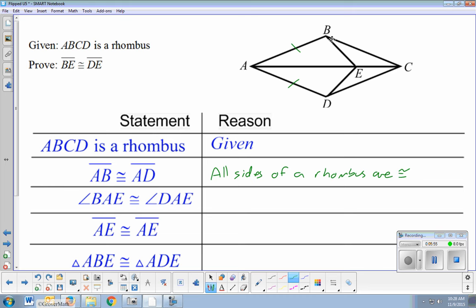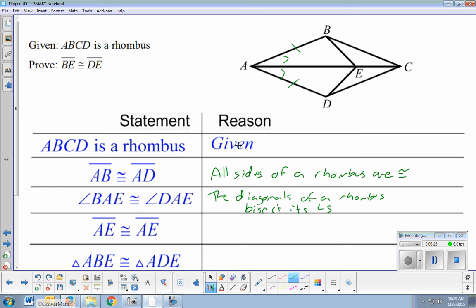And I can also say that BAE and DAE, these angles, are congruent because the diagonals of a rhombus bisect its angles. So there you go. That was two different properties used from the rhombus.